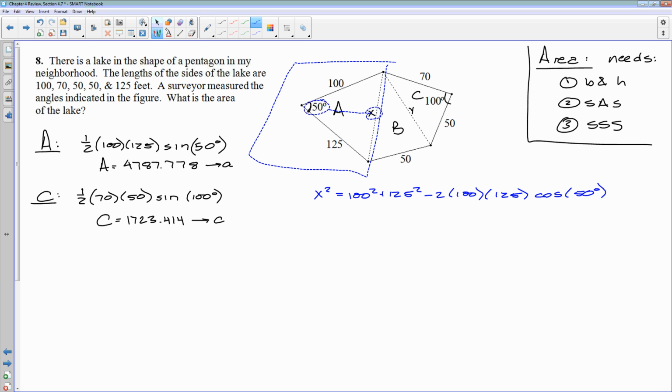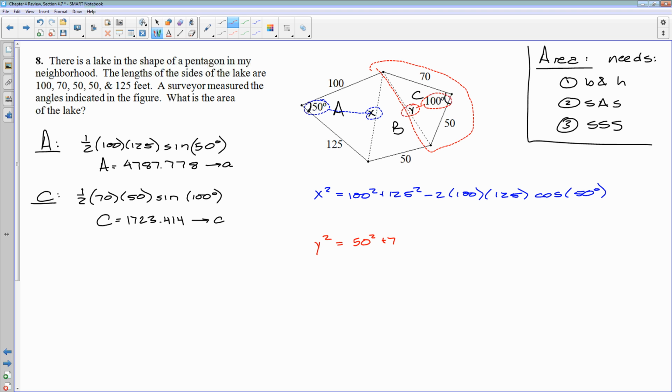And to solve for y, we're actually going to do the exact same thing, except for y, we will look at just this triangle, and we're going to kind of ignore all the rest. And solving for y is going to be the same thing. Y is opposite the angle 100, and so I'm going to set up the law of cosines. Y squared is equal to 50 squared plus 70 squared minus 2 times 50 times 70 times the cosine of 100.